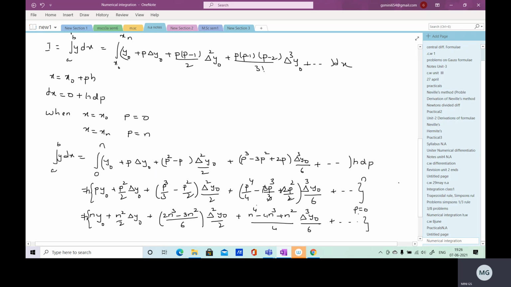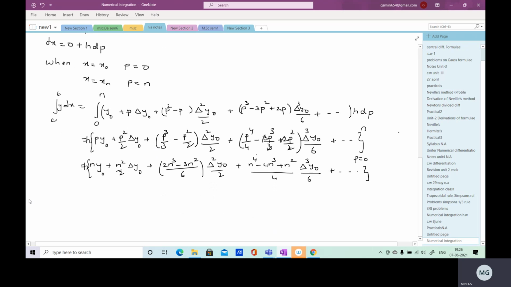When I put the lower limit, since this is 0, it is not contributing any value. What you observe is n is common to every term. Take it common, then it is equal to nh.